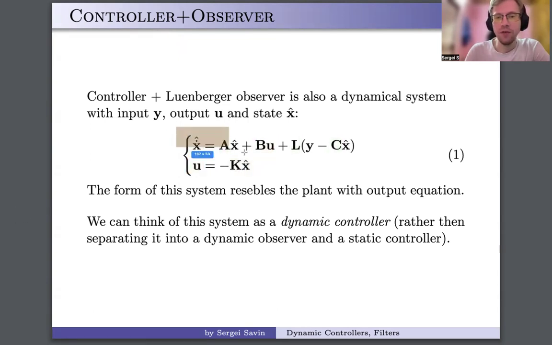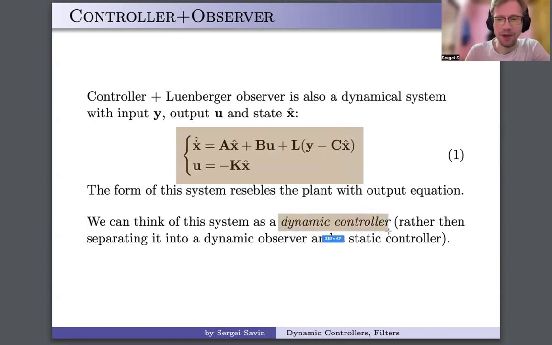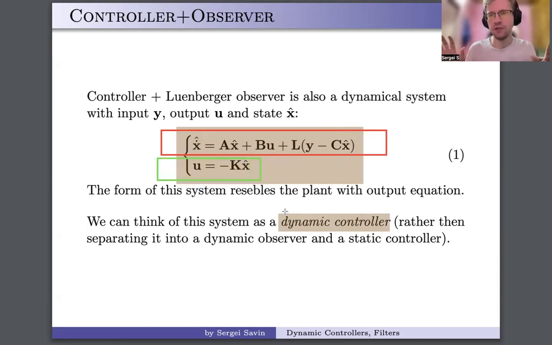So we can think of this combination as a dynamic controller, right? We could keep separating them. We could say, okay, this is observer, and this is controller, like two different entities. And that is perfectly valid. Often enough, it is what we want to do.